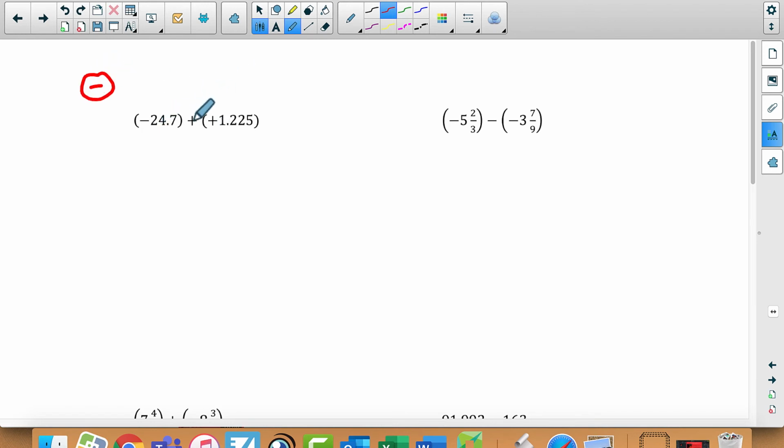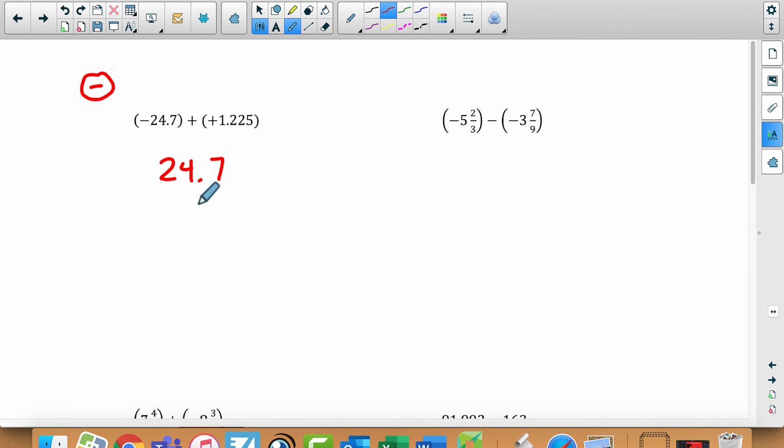Now, should we be adding or subtracting in this question? Well, look, we have different signs. One's a negative, one's a positive. They're going to be battling it out here, weakening each other. You've got to subtract. So actually what I'm going to do in this question is 24.7 take away, I know it's an addition question, but you got to take away the 1.225.